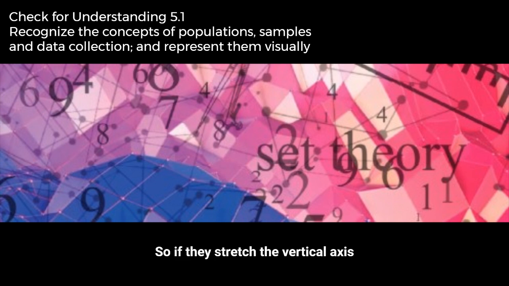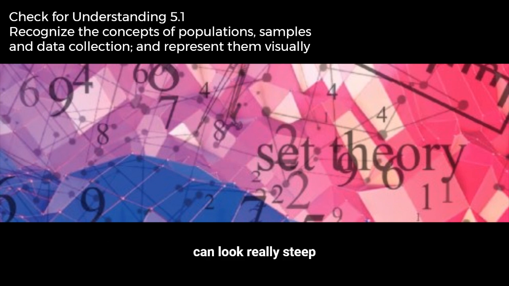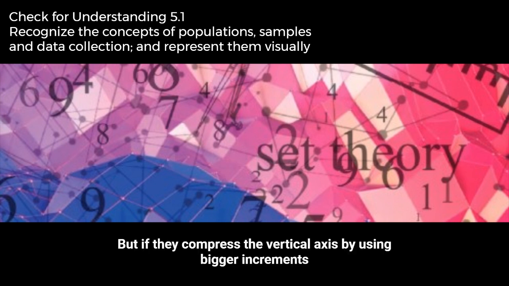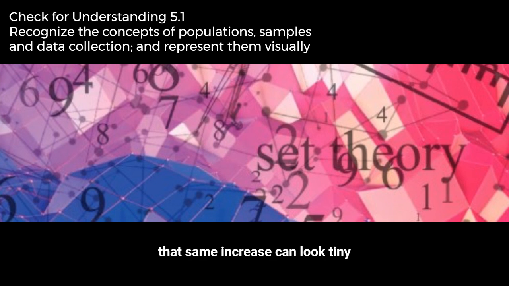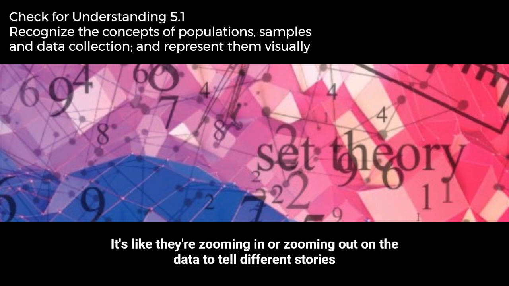The trick is in how they manipulate the scale of the vertical axis. So if they stretch the vertical axis, meaning they use smaller increments between the numbers, even a small increase in the poverty rate can look really steep. But if they compress the vertical axis by using bigger increments, that same increase can look tiny. So it's the same data, but the way they present it visually can completely change our perception? Exactly. It's like they're zooming in or zooming out on the data to tell different stories.